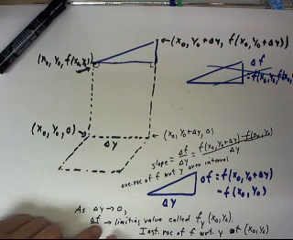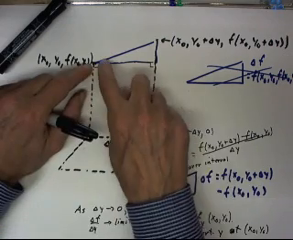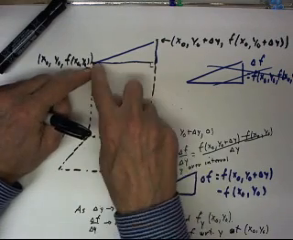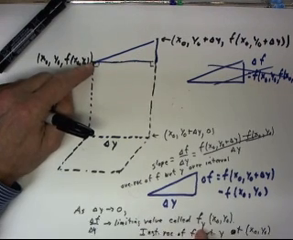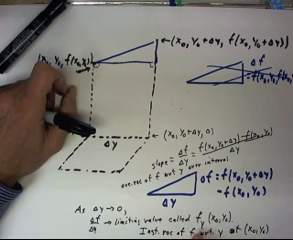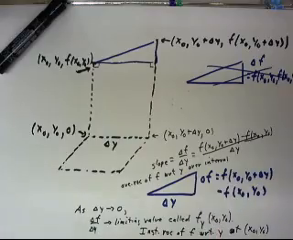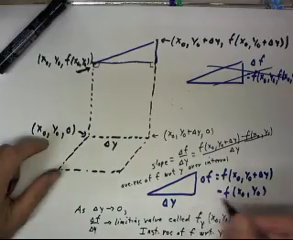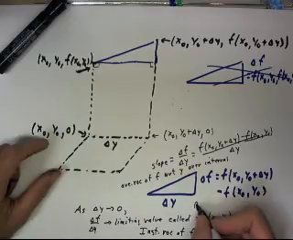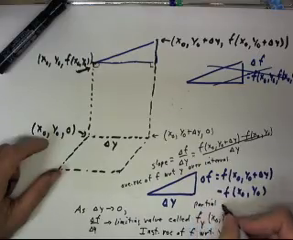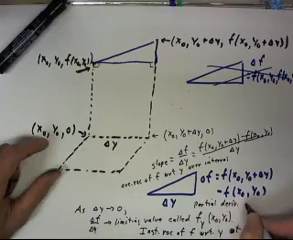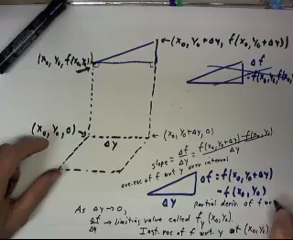So we've seen that the limiting value of the slope with respect to the y direction of this segment is what we're going to call the partial derivative of f with respect to y at that point. This is the partial derivative of f with respect to y at the point x naught, y naught.